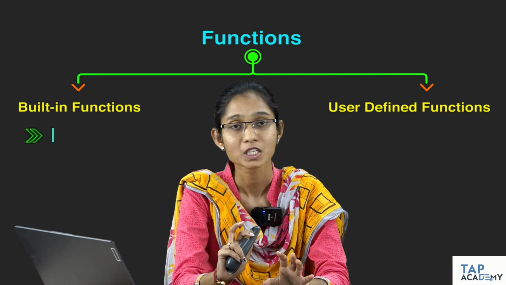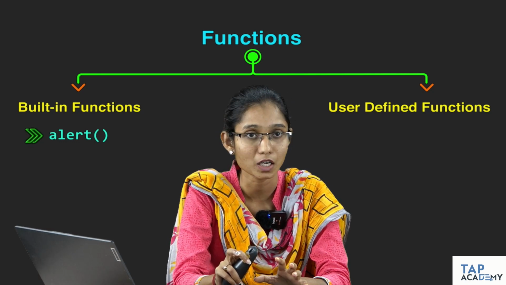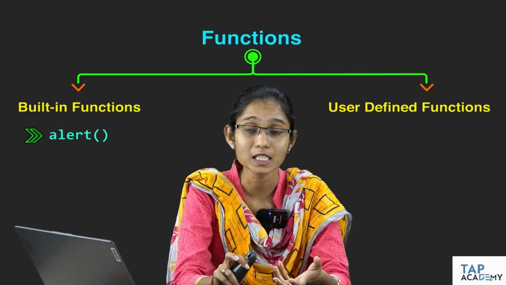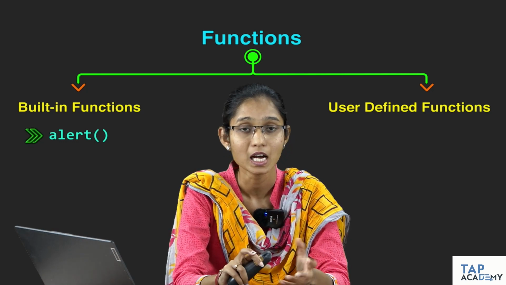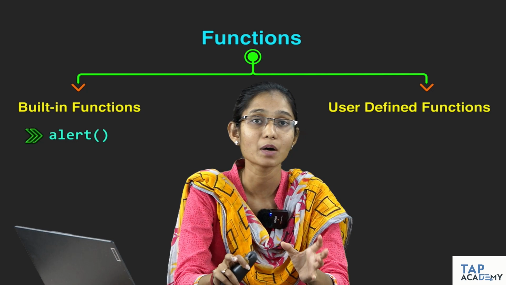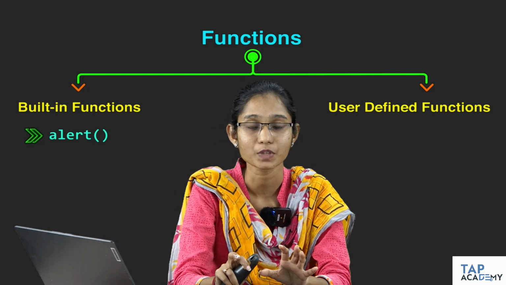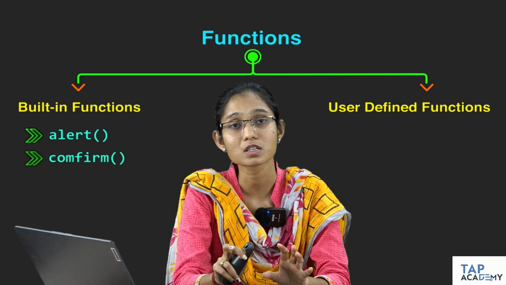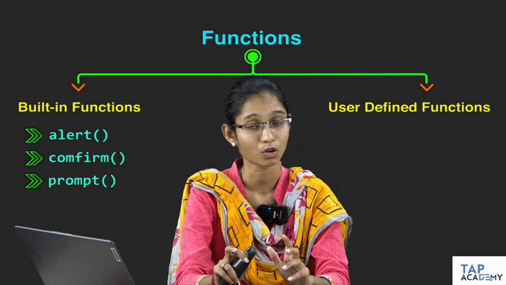In the built-in functions, we have seen the functionality of the alert function. We have taken an example, and we have displayed how that pop-up appears and what the differences are between the alert and the other functions. So all this we have seen. Next, we have also discussed the confirm function, and then we have discussed the prompt also.